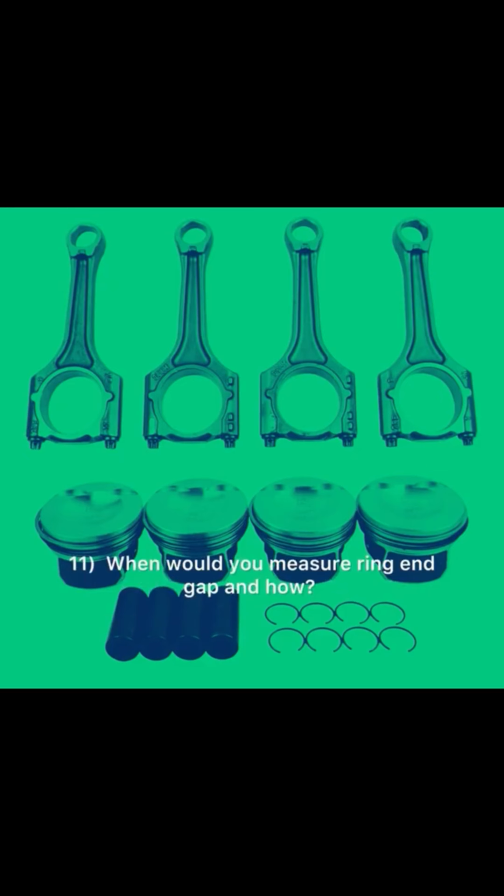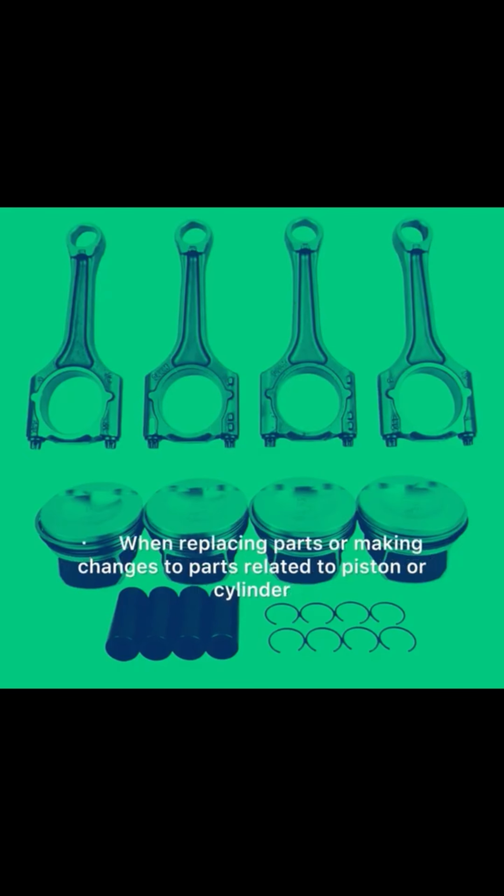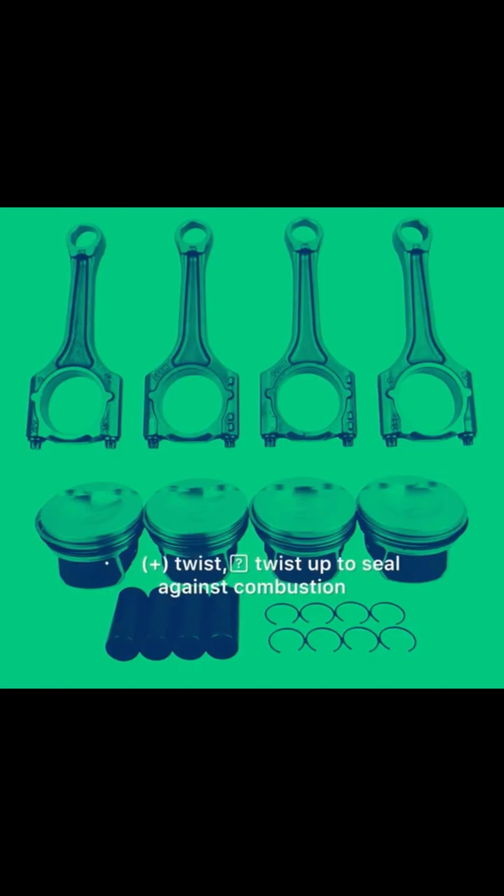11. When would you measure ring end gap and how? When replacing parts or making changes to parts related to piston or cylinder. Ring in cylinder below ring travel, feeler gauge. 12. What are torsional twist rings and how do they work? Have a bevel that is acted on by combustion gases. Twist up to seal against combustion. Reverse twist down to scrape oil.